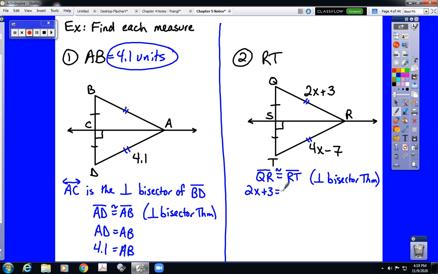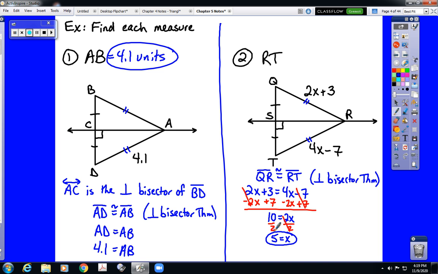2x plus 3 equals 4x minus 7. We can solve that equation by moving the x to one side and the number to the other, giving us the equation 10 equals 2x. Then we can divide by 2, which gives us x equals 5.